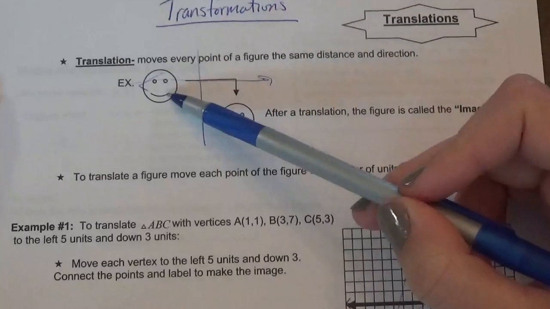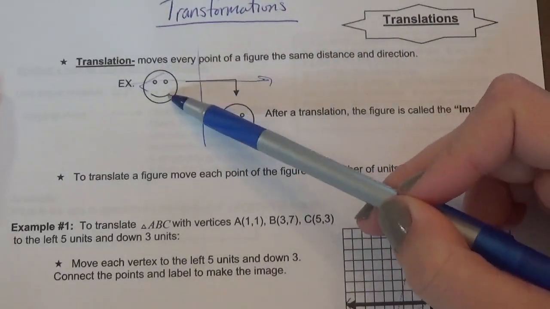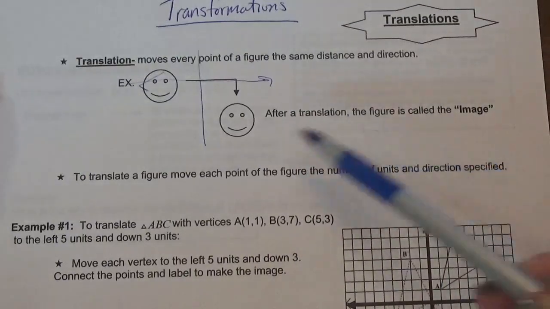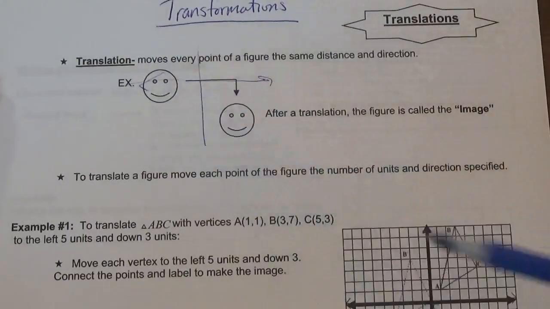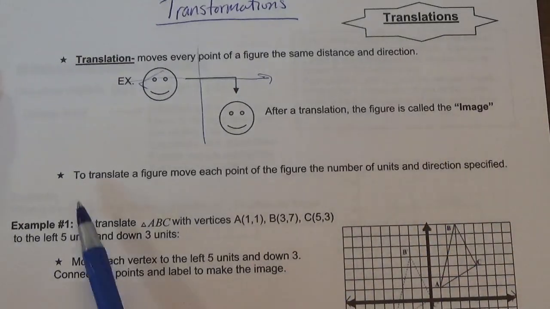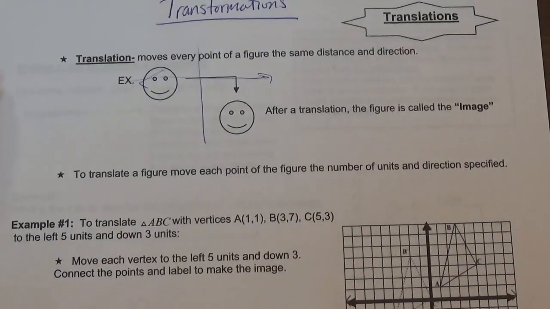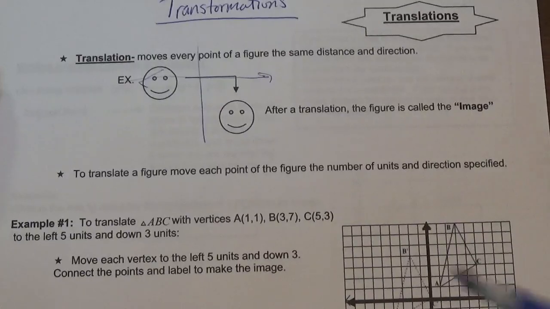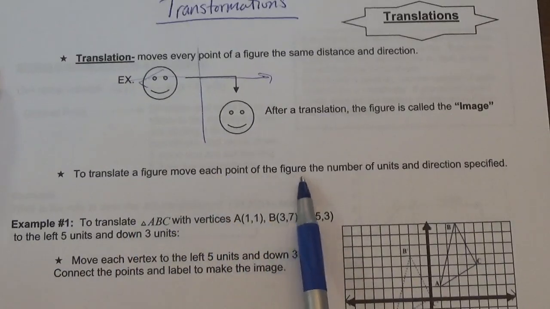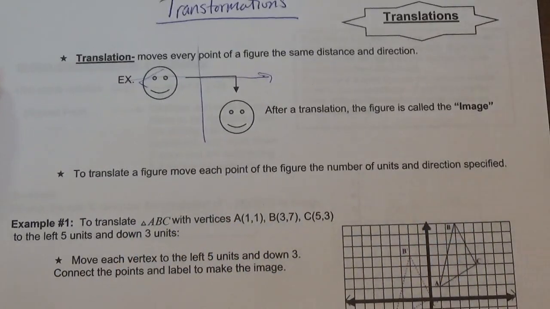All right, so the first shape is called the figure. The next one, as it says here, this would be the image of the figure. Basically there's going to be a rule. You follow the rule and you move every single point. Right here, that's what this says. To translate a figure, move each point of the figure the number of units and direction specified.